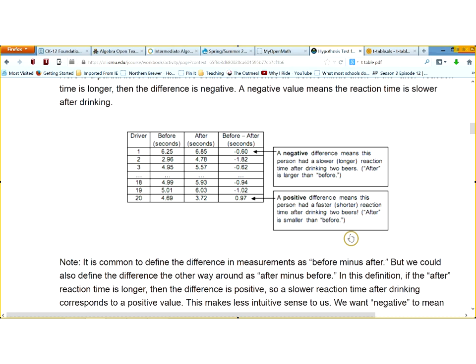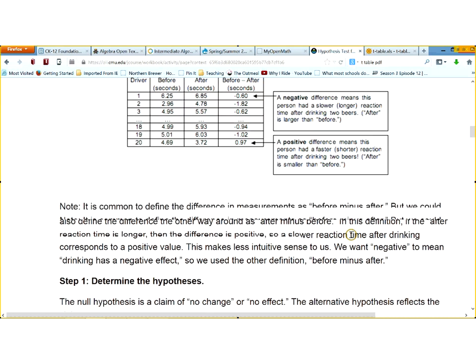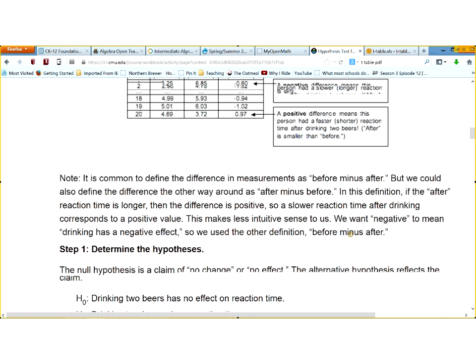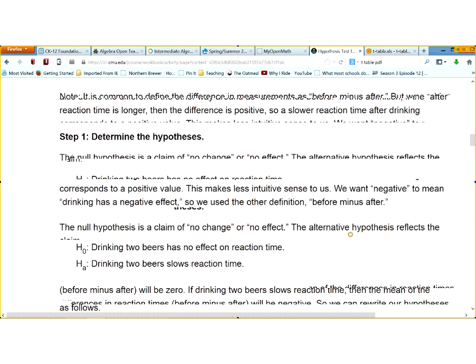And so they talked about negative differences, which most of them are, mean a slower reaction time after drinking the 2 beers. So we actually subtract that. The order of subtraction is not critical. You just have to keep it in mind when you do your hypothesis test.